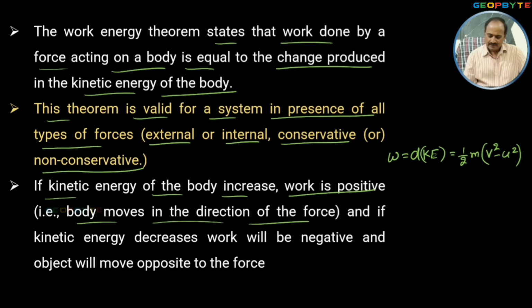On the other hand, if the kinetic energy decreases, work will be negative and the object will move opposite to the force applied. So if the change in kinetic energy is negative, meaning velocity is decreasing, that is an indication that the work done is negative. Negative work done means the body is moving, or trying to move, in the direction opposite to the applied force. Understood clearly?